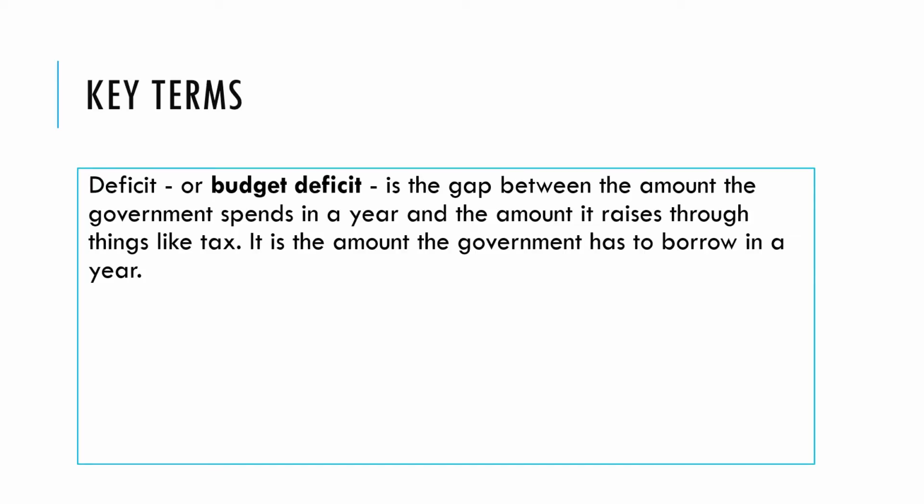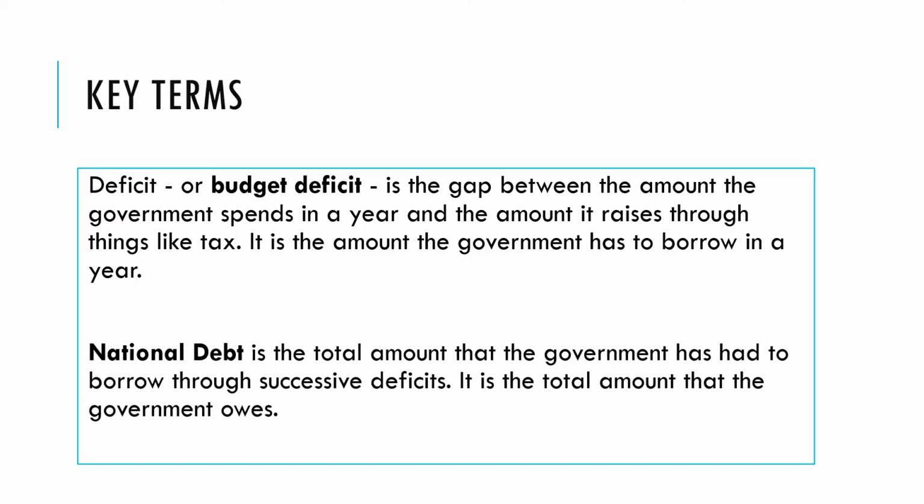So some key terms for us. The first one is a budget deficit, and that is the gap between the amount the government spends and the amount it raises through tax. Now, this is also the amount that the government has to borrow. If they haven't got enough money coming in and they're trying to spend more, then they need to borrow from other countries or from businesses or from individuals. And this all accumulates to form what is known as the national debt. So that is the total amount that government has borrowed through successive deficits. And one of the negatives of the national debt is that you have to pay it back eventually, plus interest.